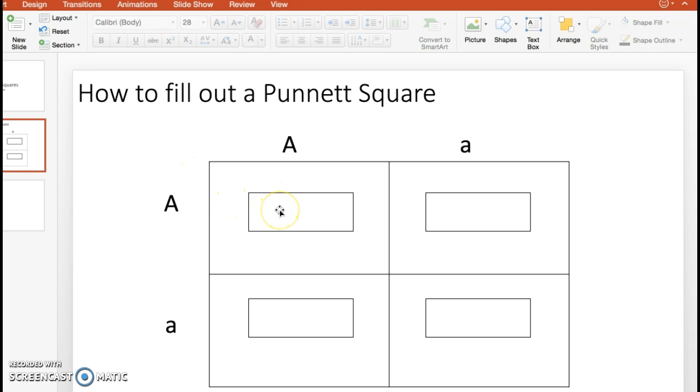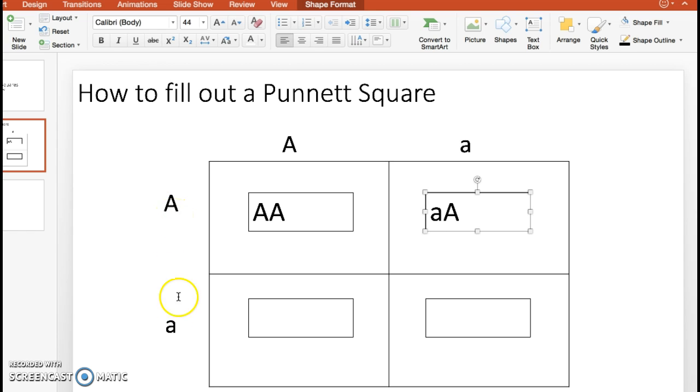We go to square one, and we'll take one from the top. So we'll have a big A, and then we'll take one from the side, another big A. Then when we come to square two, same thing. Take it from the top, small a, take it from the side, big A. Square three, repeat it. So from the top, we have a big A, and from the side, a small a. And then same thing in the last square. Take from the top, small a, take from the side, small a.